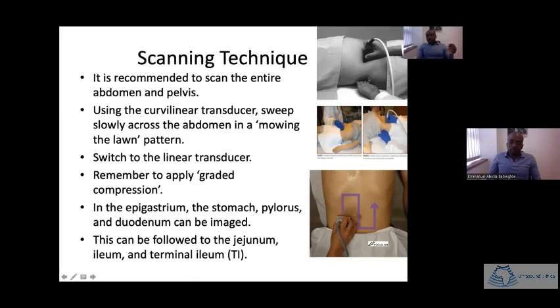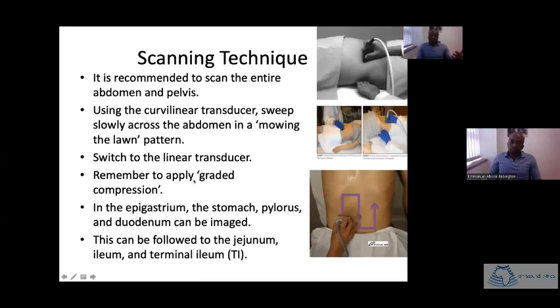You can use this technique, as on the top right corner of the screen here. Apply a bit of pressure on the patient's abdomen and press slowly but firmly while scanning. That technique helps to displace bowel gas, and it helps to bring the bowel closer to the transducer, which in turn gives you higher quality imaging, which will help with the diagnosis.